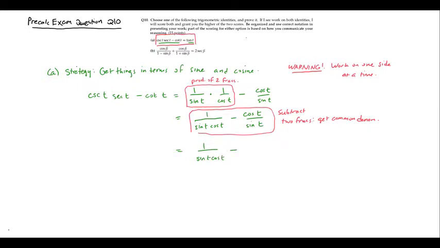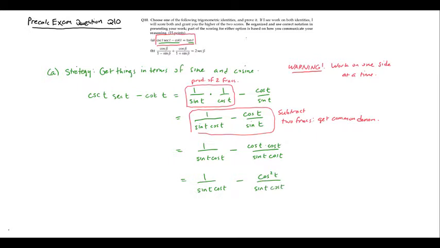But I'm going to multiply the numerator and denominator of the second one by cosine of t, because that'll give me an equivalent fraction to what I had before. And now they have a common denominator. So I've got 1 over sine of t cosine of t minus cosine squared of t, because that's cosine times cosine, over sine t cosine of t.